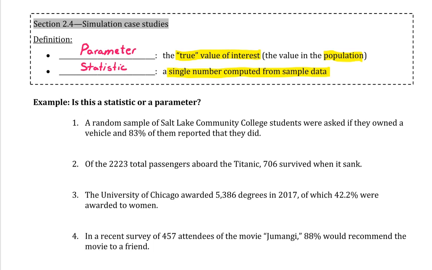A random sample of Salt Lake Community College students were asked if they owned a vehicle, and 83% of them reported that they did. Would this value of 83% be a statistic or a parameter? Because we are told that this comes from a random sample, we know that this 83% would be a statistic.